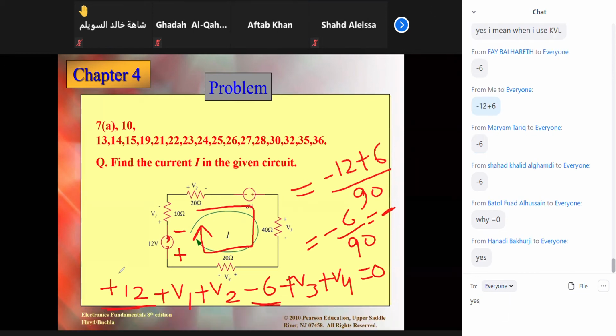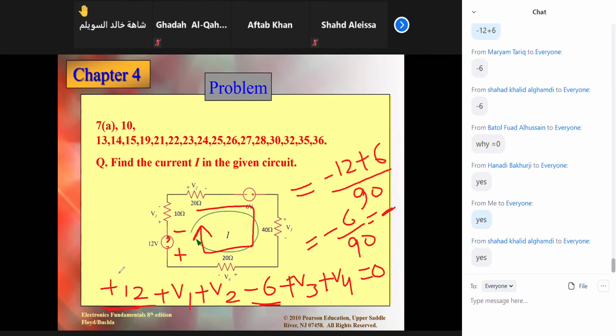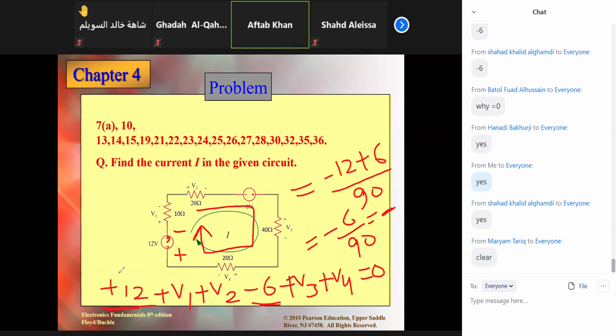Why 0? Yes, Batul, which 0? Yes, clear. Batul, Kirchhoff's law. Yes, Kirchhoff voltage law. This is KVL. In short, we call it KVL.